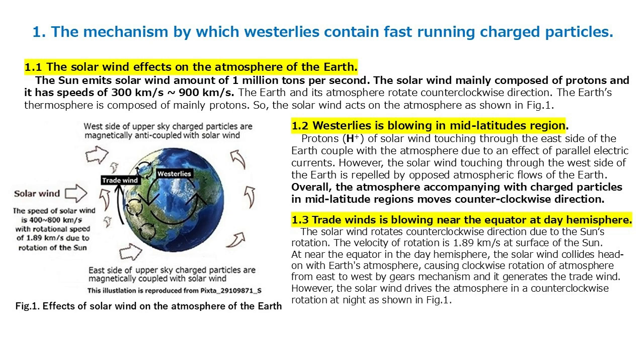Trade winds are blowing near the equator in the day hemisphere. The solar wind rotates in a counterclockwise direction due to the Sun's rotation. The velocity of rotation is 1.89 km per second at the surface of the Sun. Near the equator in the day hemisphere, the solar wind collides head-on with Earth's atmosphere, causing clockwise rotation of the atmosphere from east to west by Geer's mechanism, and it generates the trade wind. However, the solar wind drives the atmosphere in a counterclockwise rotation at night as shown in Fig. 1.